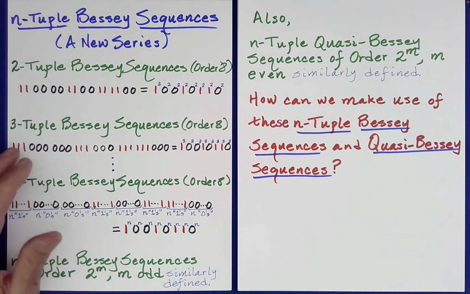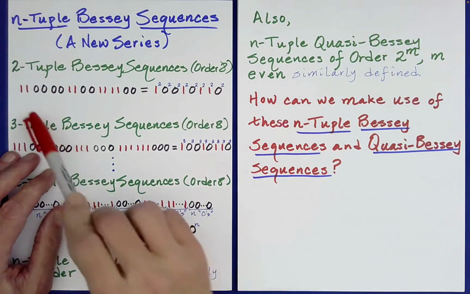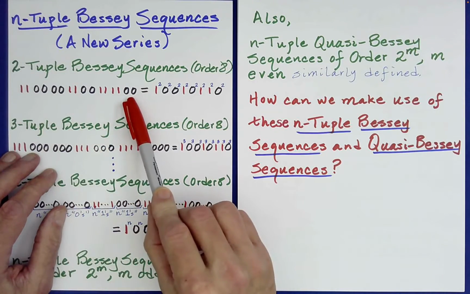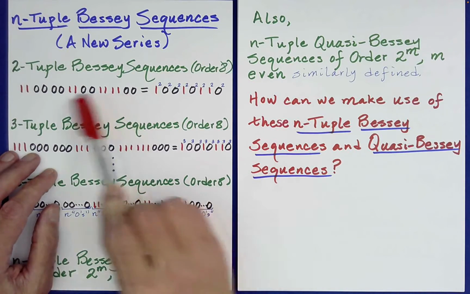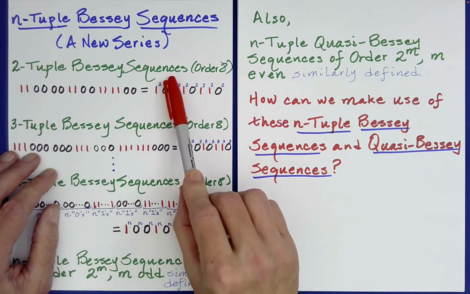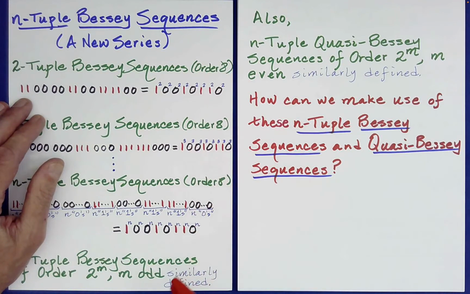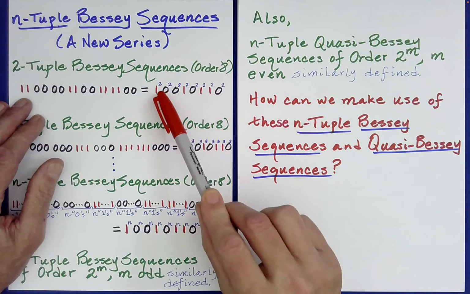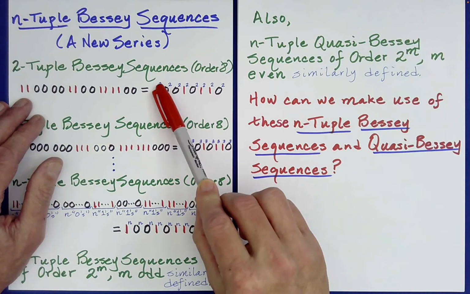Okay, so our definitions here. A two-tuple Bessey sequence of order 8 is simply any sequence of this form right here. I'm hoping that you can see readily how this was built and why we would call this a two-tuple Bessey sequence. Now notationally we're going to write these n-tuple Bessey sequences using, quote, exponents. Ordinarily exponents are used to represent repeat multiplication, but here they represent repeat concatenation.